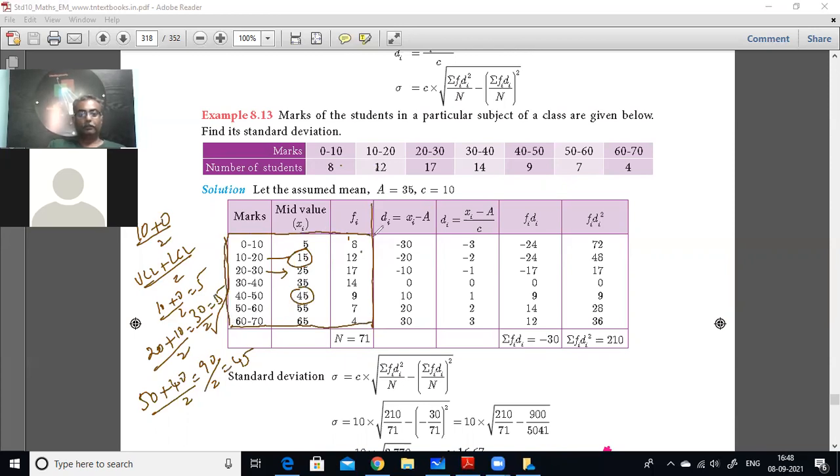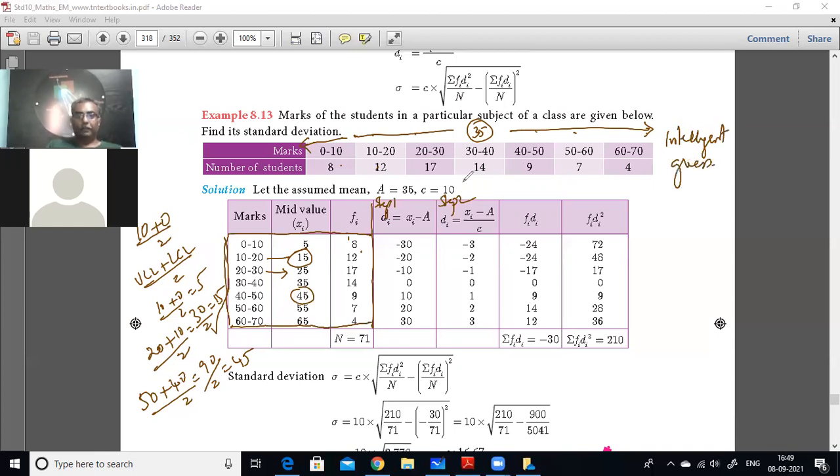Now what you have to do, intermediate step 1 for di. Step 1: di is equal to mid value xi minus assumed mean. So how are we going to assume the mean? 1, 2, 3, 4, 5, 6, 7 classes are there. So 3 on this side, 3 on this side, and in the middle, 30 to 40, you get 35. So assume a mean like that. You understand how? Assumed mean must be guessed intelligently. It is just an intelligent guess.